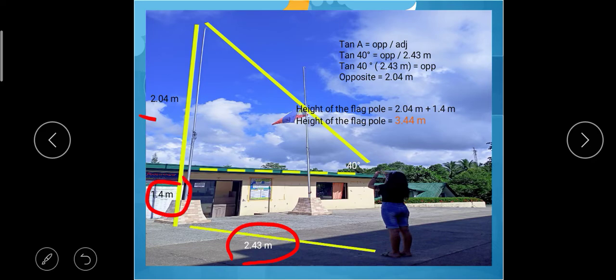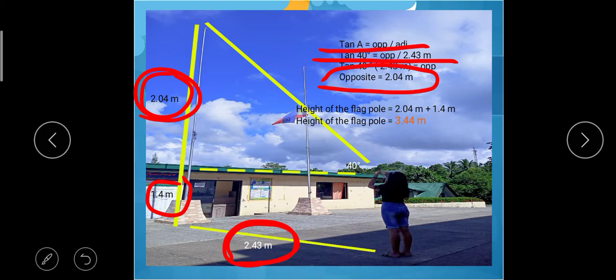Now how do we get the height of the pole from the top to the eye of the person? Now we will use tangent. So tangent A, we know that tangent is equal to opposite over adjacent. So in order to get the opposite, we will use tan 40 degrees is equal to opposite over 2.43 meters, where 2.43 meters is our distance from the pole.